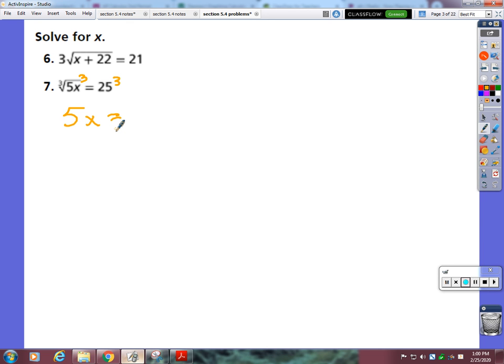Did anybody do this and figure out what 25 cubed is? The final answer or the 25 cubed answer? Okay, do that again. Okay, so if you cube both sides, on the left, the cube and the cube root cancel, leave you with 5x. On the right, 25 cubed is 15,625. And then to solve for x, you just divide by 5. So x equals 3,125.